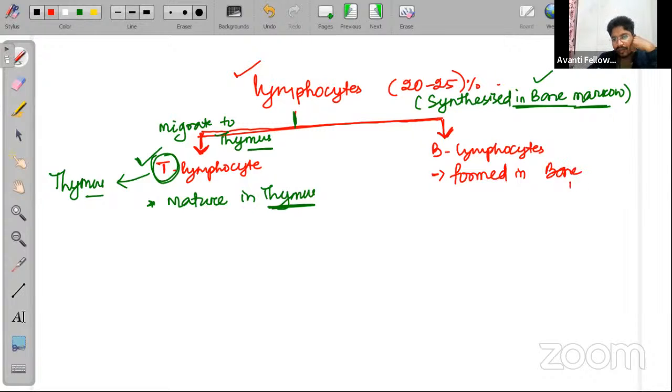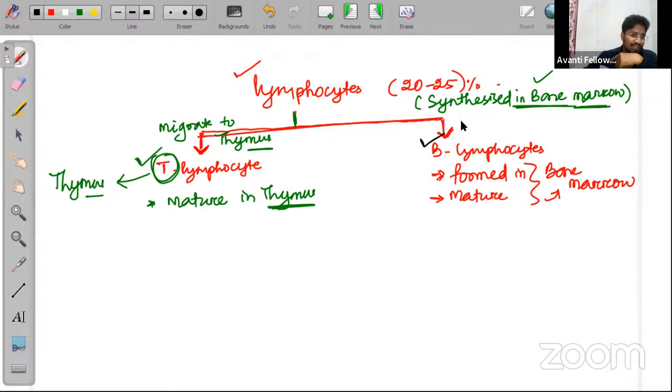Okay, they are formed in bone marrow, as well as they get mature in bone marrow. Form भी होगा, mature भी होगा, दोनों के दोनों bone marrow के अंदर होंगे. That's why they are called as your B lymphocyte. B for bone marrow lymphocyte. B lymphocyte. Is that clear to everybody?